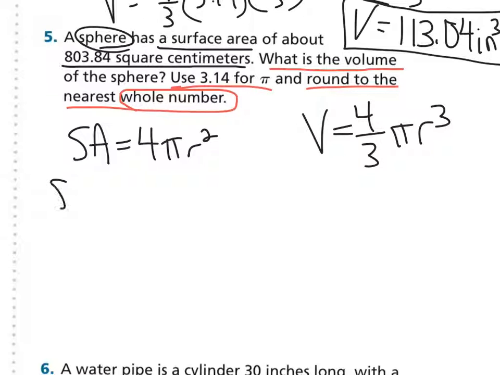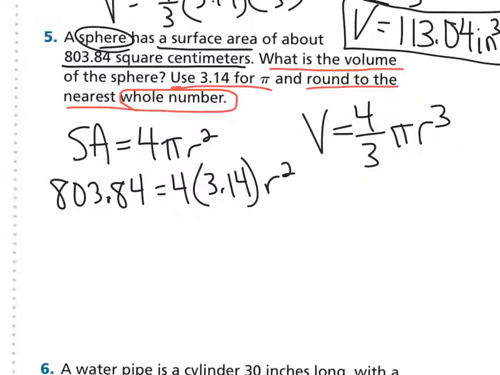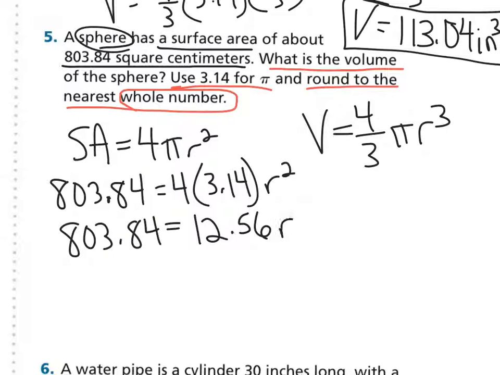So in our first equation, we can substitute in. They told us what the surface area is. They said they want us to use 3.14 for pi. And then we'll be able to work this out. We'll be able to figure out what the radius is. Once we know the radius, then we can figure out what our volume is. So if we multiply on the right side here, 4 times 3.14 is 12.56.